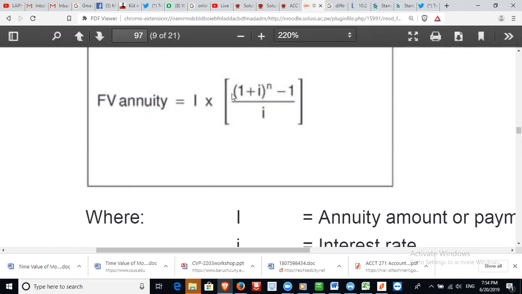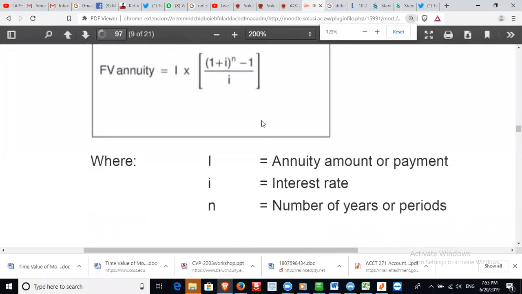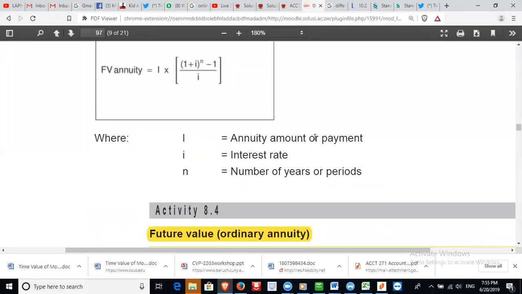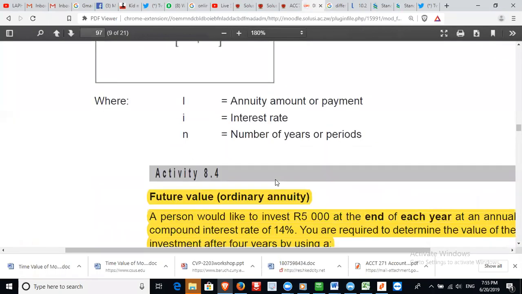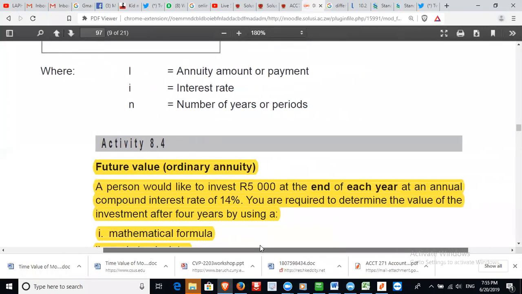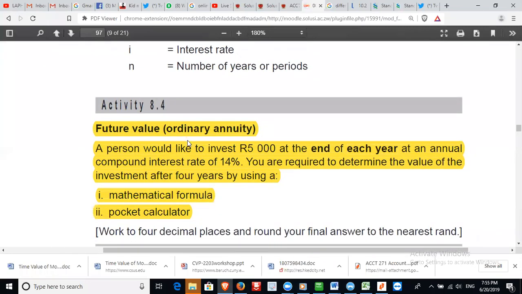Multiplied by opening bracket 1 plus interest to the power n minus 1 over i. Are you together? Future value annuity equals I multiplied by open bracket 1 plus i to the power n minus 1 over i, where the big I is the annuity amount or payment, the small i is the interest rate, then n is the number of years or periods.